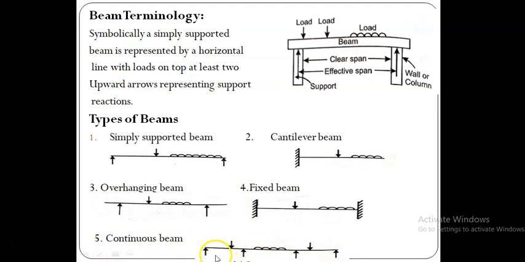A continuous beam may have any number of spans. In this case, we have only 3 spans of continuous beam. Sometimes we can use a continuous beam with 4 spans, 5 spans, 6 spans, and so on. Like that, it can be extended. So that is called a continuous beam.